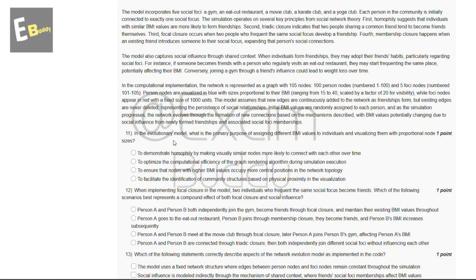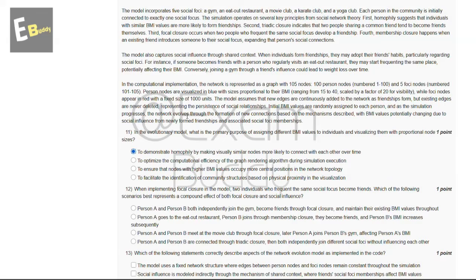And now let's go to our question number 11. In the evolutionary model, what is the primary purpose of assigning different BMI values to individuals and visualizing them with proportional node sizes? So these are the options, and the answer of our 11th question is A. To demonstrate homophily by making visually similar nodes more likely to connect with each other over time.